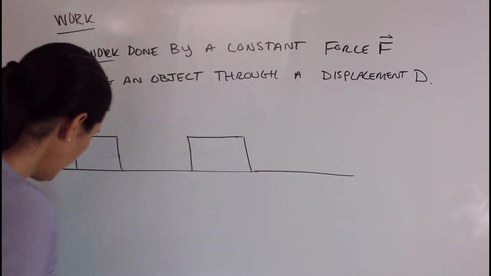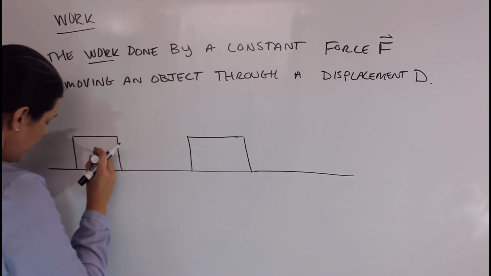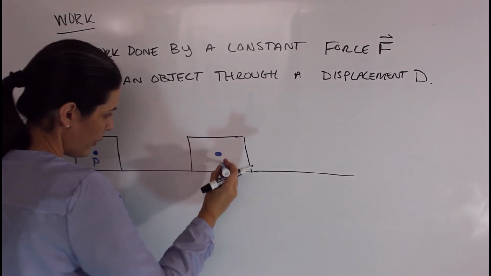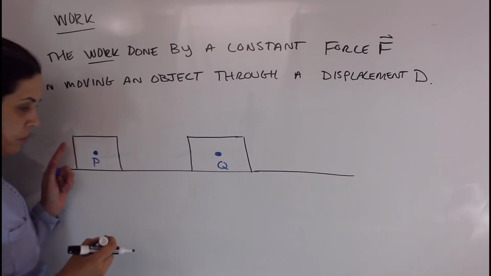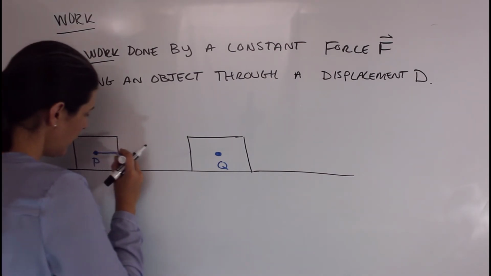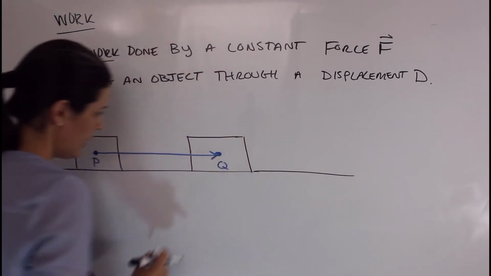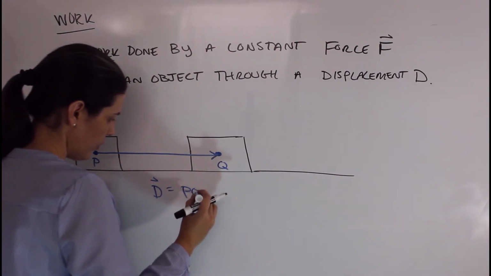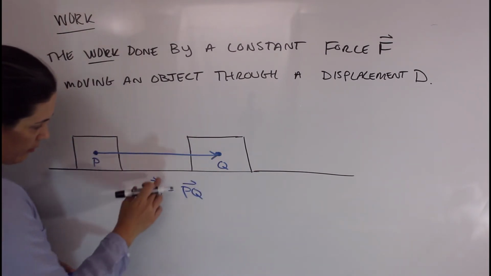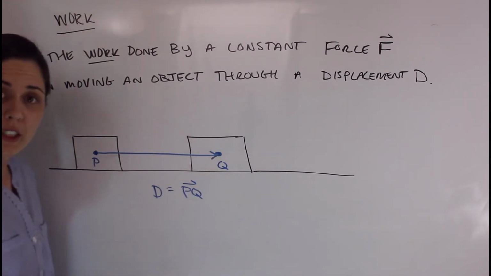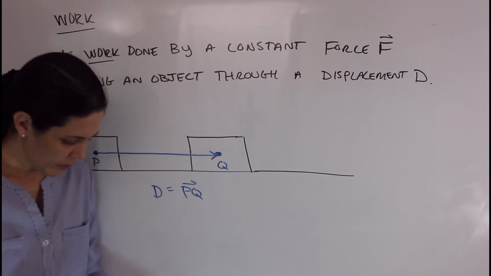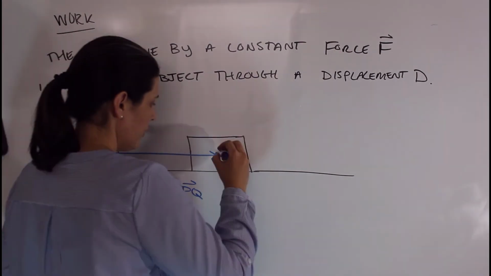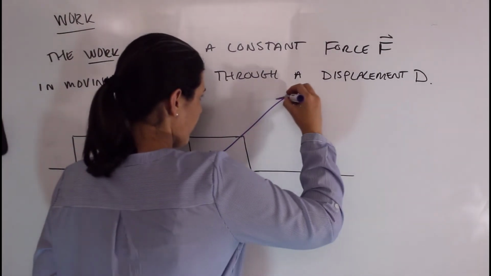Okay? So I'm going to put a point here. That's my starting point. I'm going to call that P. And over here, that's going to be my ending point. I'll call that Q. So from P to Q, that displacement is actually this vector here. So D, the displacement, is actually the vector PQ. So you could call it the vector D, or just say D equals the vector PQ. Now the force that's applied here, let's go ahead and draw it in purple, is right here. So I have my force vector F.